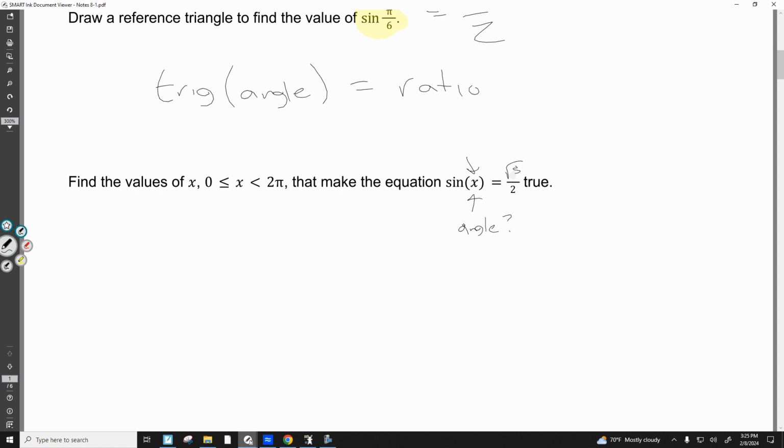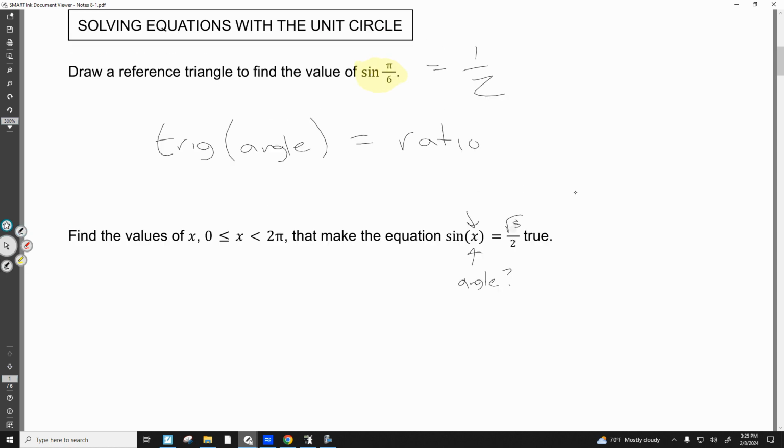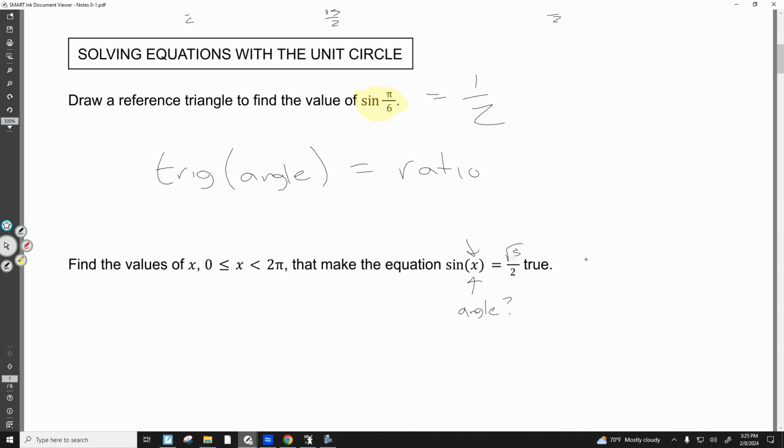We have one of those Jeopardy situations. You guys know what I mean by that? Jeopardy situation where it's like, here's the question, that's the answer. Here's the answer. What's the question? You know what I mean? We're not going to use inverses. We're just going to use our unit circle knowledge.